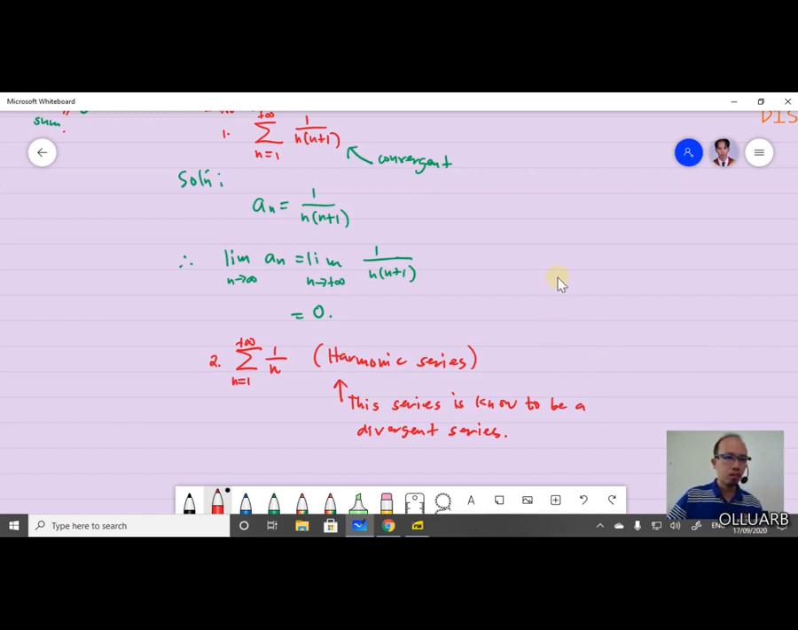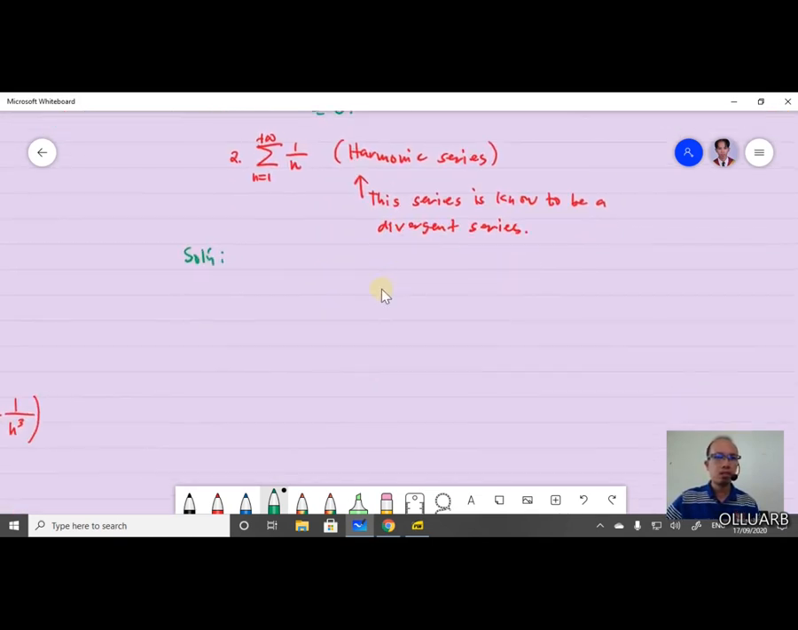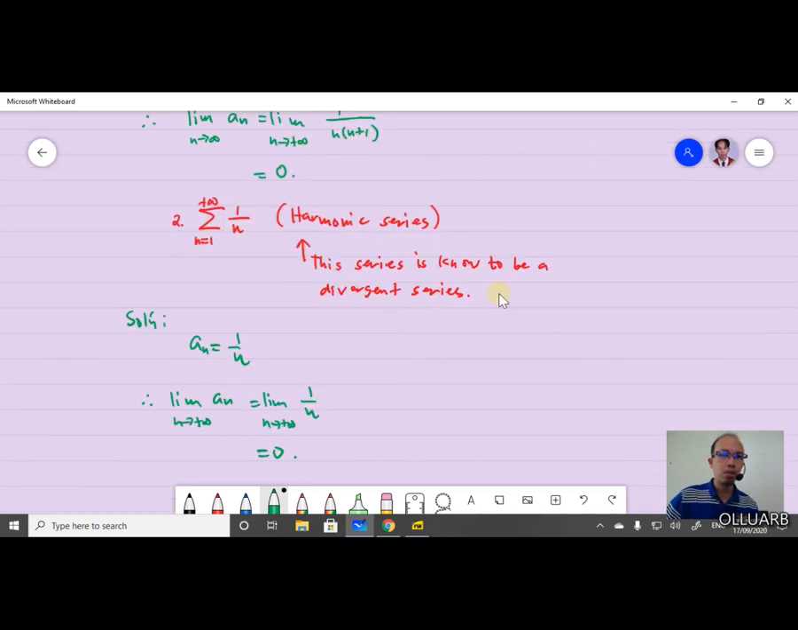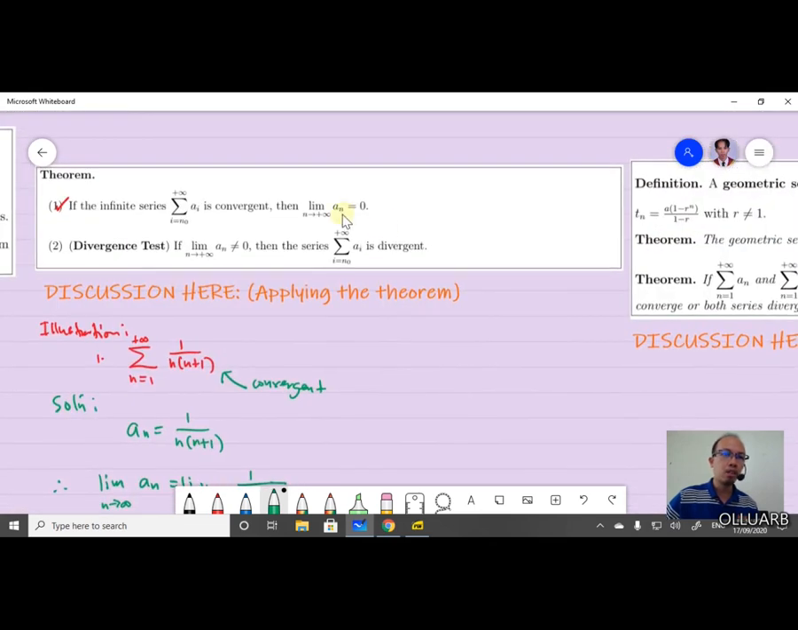Okay, so let's use theorem one, if that theorem works. Solution. Our a sub n is 1 over n. Therefore, the limit of a sub n, the limit of 1 over n as n approaches positive infinity, is zero. The conclusion of the theorem says that the limit is zero, but the series is divergent.